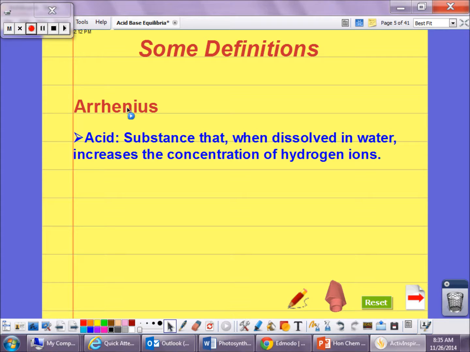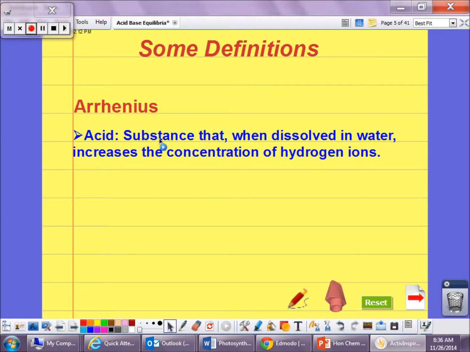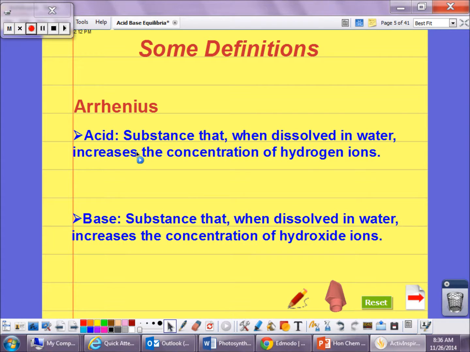It said that an acid has to have hydrogen and it has to be in water solution to increase the ion concentration. Base: the Arrhenius definition of a base is a substance that, when dissolved in water, increases the concentration of hydroxide ion. According to Arrhenius, the base needs to have a hydroxide in it.